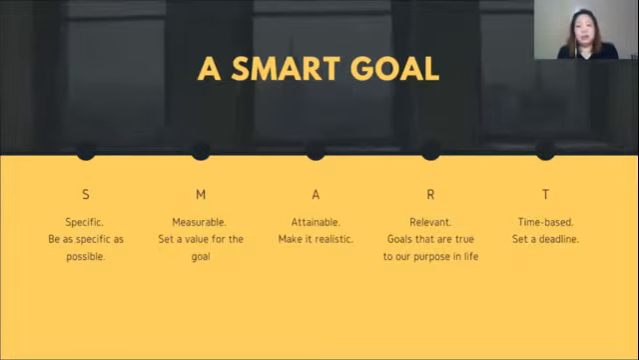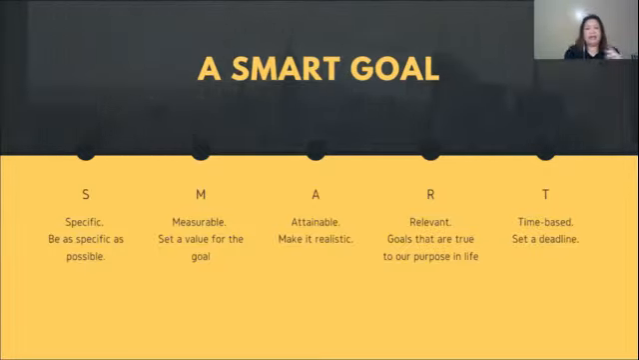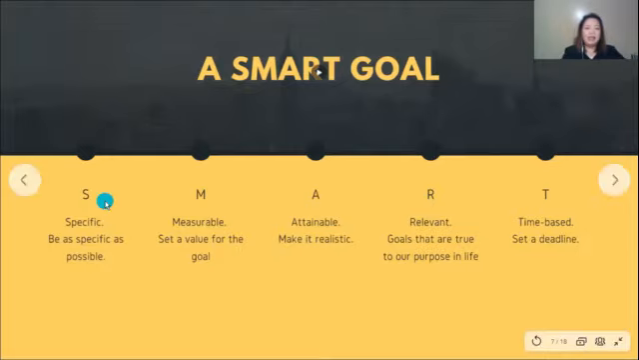Your goals should be SMART. Okay? And what does a SMART goal mean? Okay, ito na. Isa-isahin natin yung acronym na yan. Letter S. It has to be specific. When you set up a goal, you have to be as specific as possible.